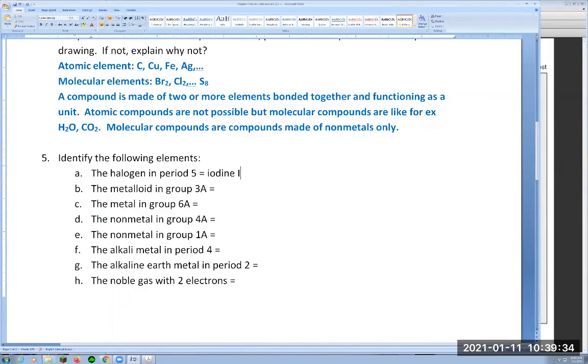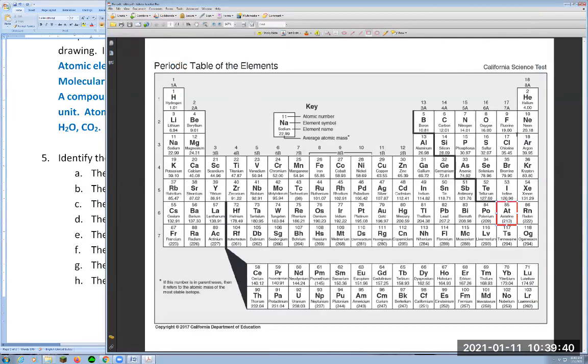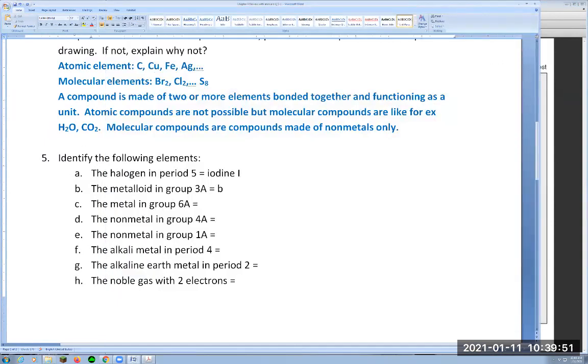And here we are looking for the metalloid in group 3A. So groups are the columns. And here, metalloid in group 3A. So 3A is boron. So that's the metalloid in group 3A, with symbol B.